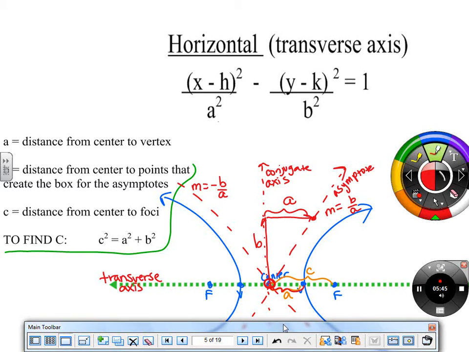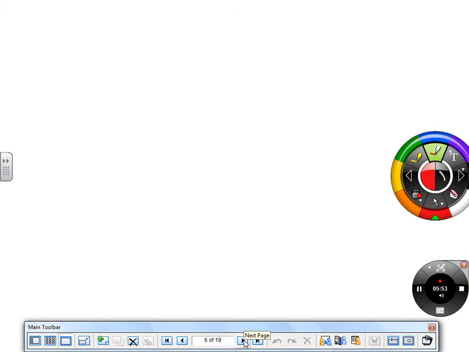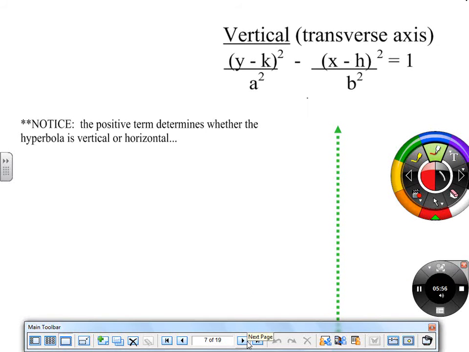But notice here that the x term in the equation is positive, but the y term in the equation is negative. That is how we differentiate in this case. So notice when I get to the vertical one, the y term is positive and the x term is negative, but a and b haven't changed. So a squared is always underneath the positive term in this case. It has nothing to do with what's larger because the distance to the vertex here is not the biggest thing. Secondly, the positive term tells you orientation.